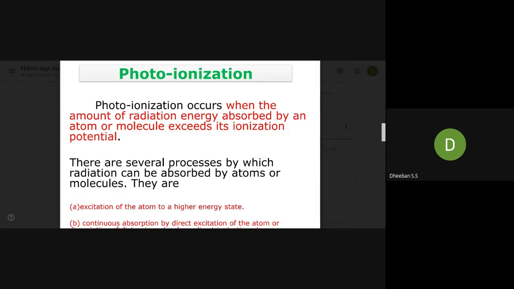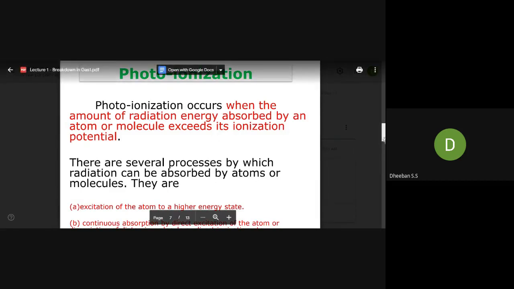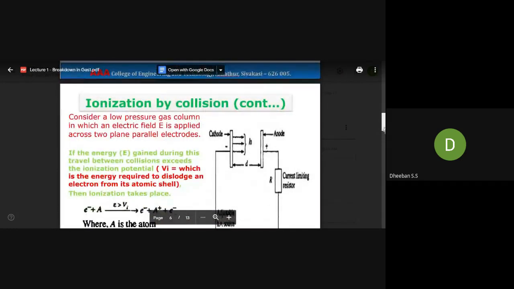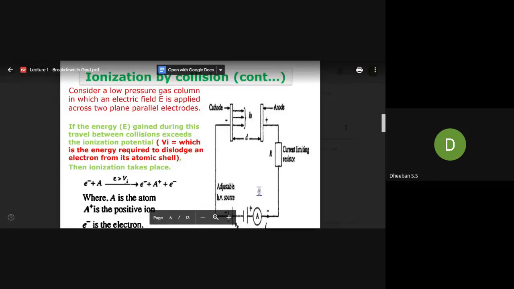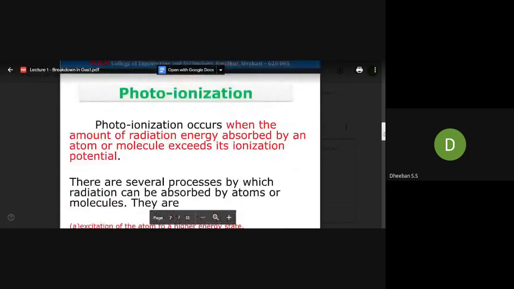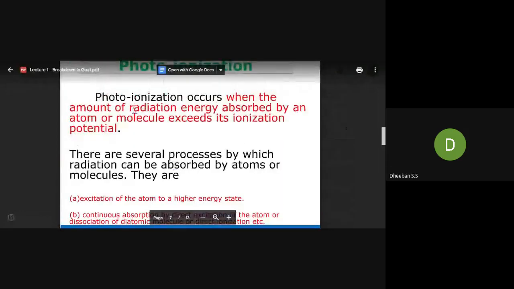The same thing. In the earlier ionization by collision, they are saying that the applied voltage must be above the ionization potential. Here, they are saying the radiation we are applying must be above the ionization potential. The energy of the radiation, we have to see the change.